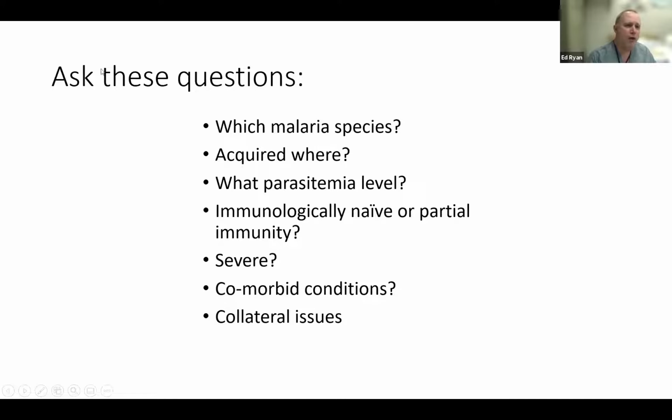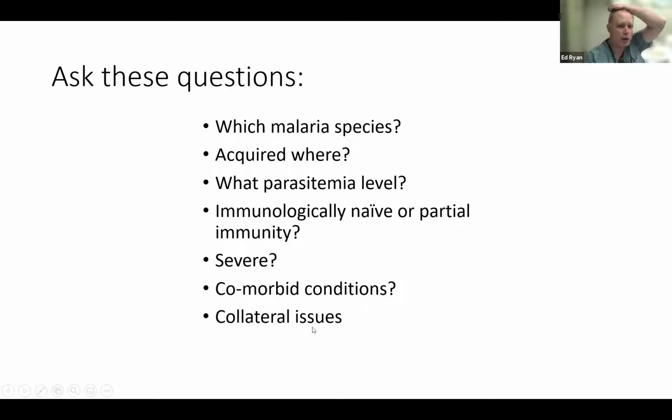So before you figure out how to treat, you have to answer these questions. And I'll share these slides with Professor Coyle, and she can post them on whatever the web pages are. So, which malaria species, and where did they get it in the world? What's the parasitemia level? Is this an immunologically naive or partially immune individual? Do they formally classify for severe malaria?